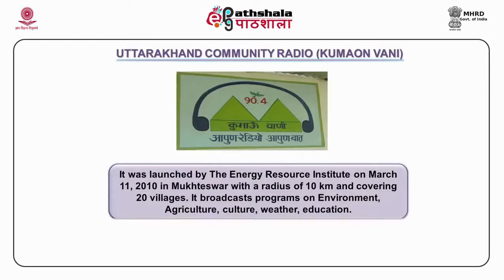Next is Uttarakhand Community Radio, which is also known as Kumaon Vani. It was launched by the Energy and Resources Institute on March 11, 2010 in Mukteshwar with a radius of 10 kilometers and covering 20 villages. It broadcasts programs on environment, agriculture, culture, weather and education.